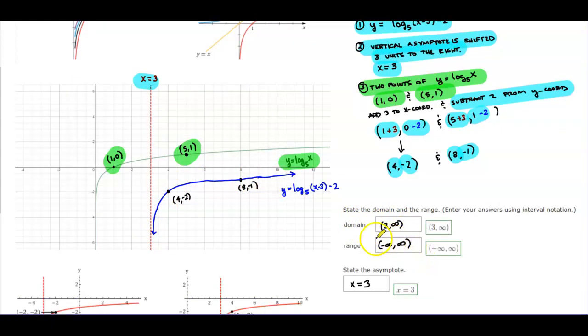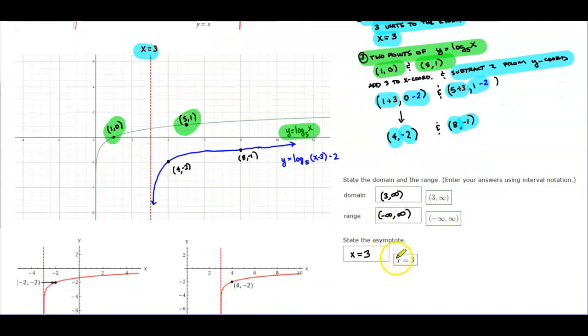So now the domain is going to start from 3 and go all the way to positive infinity. The range goes from negative infinity to positive infinity. And then the asymptote is going to be x equals 3.